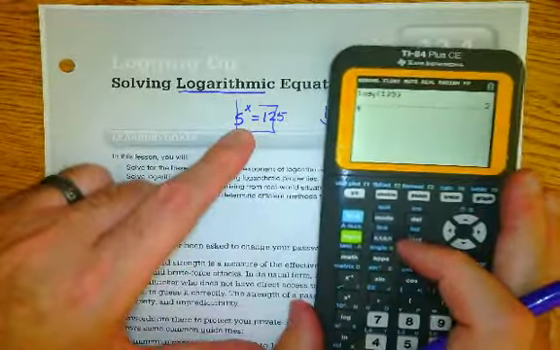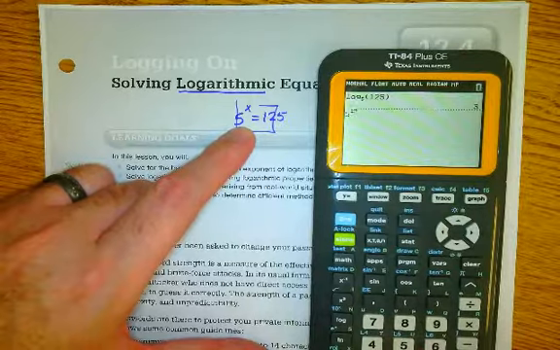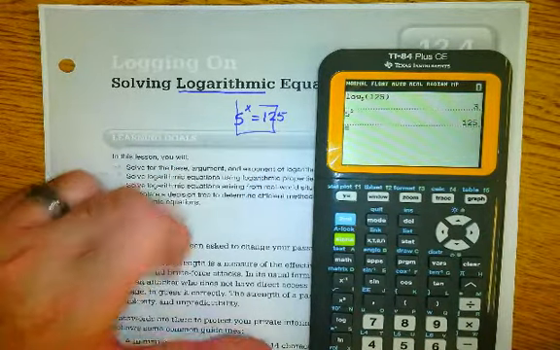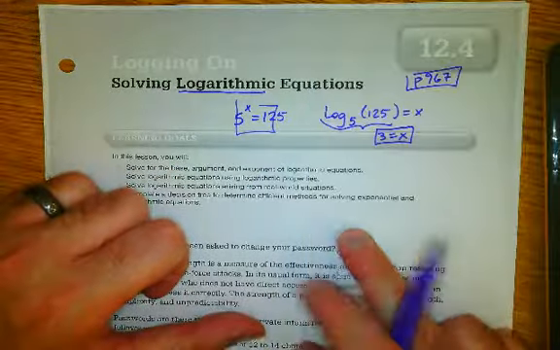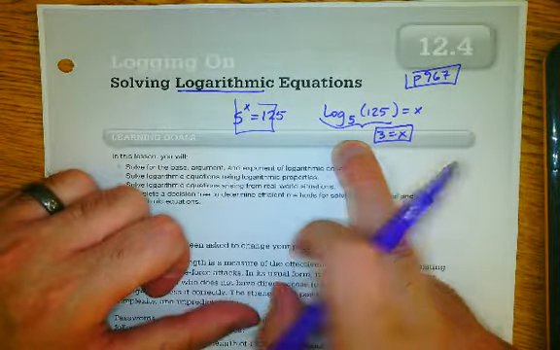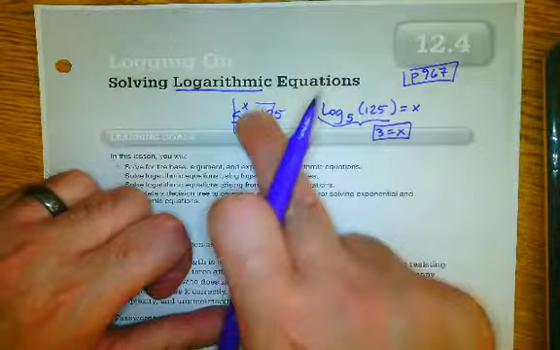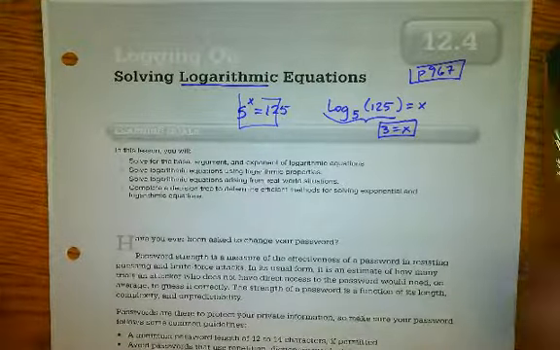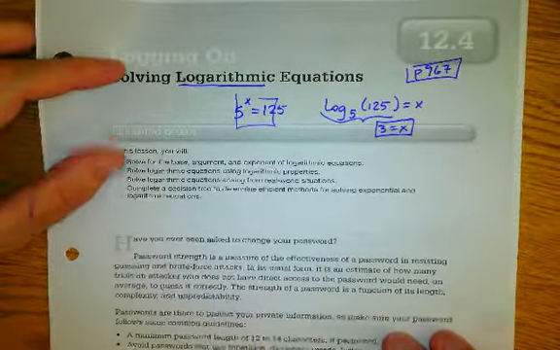We should always go back and check our answer here. Since 3 is x, 5 to the third power makes 125, so we're okay. So that's an example of solving an exponential by writing it as logarithmic. Today what we'll do is take something like this and go backwards, and we've kind of been doing this stuff already. So most of this should be pretty straightforward.